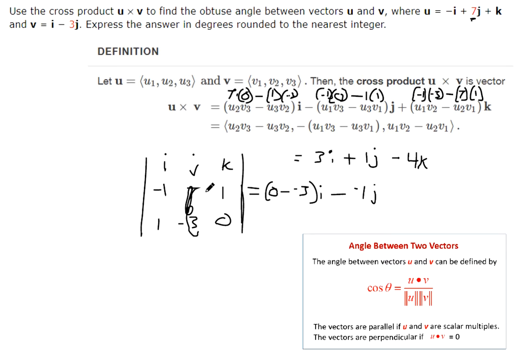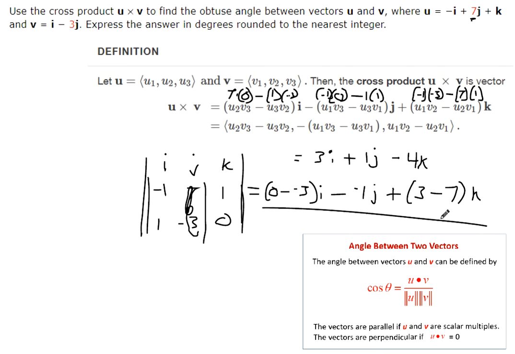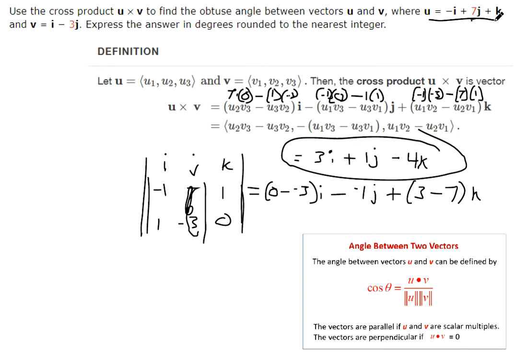And then the last one, that's a determinant of the numbers in this matrix here. Negative 1 times negative 3 makes 3. And we subtract that by 1 times 7. Okay, two different ways of doing the same thing. We get the same vector if you were to simplify here. So that vector is orthogonal to the plane that's made by vectors u and v.